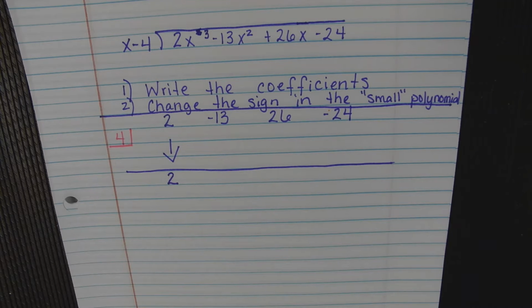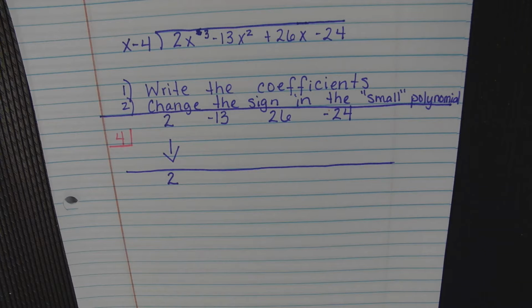All right, before we get started, I just want to clarify the first 2 steps. I wrote the coefficients here. What is the one thing I had to check for? Do I need to write any zeros? Okay, I do not for this one, but you need to watch, you will. Okay, and then the next one is change the sign in the small polynomial. That's this. Okay, it's negative 4, I'm going to write 4.